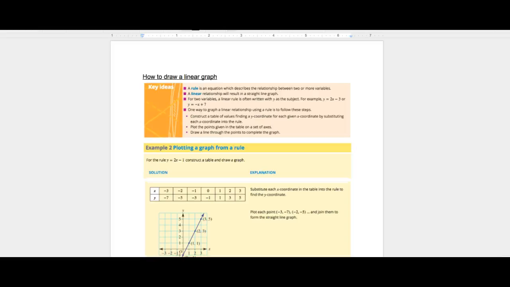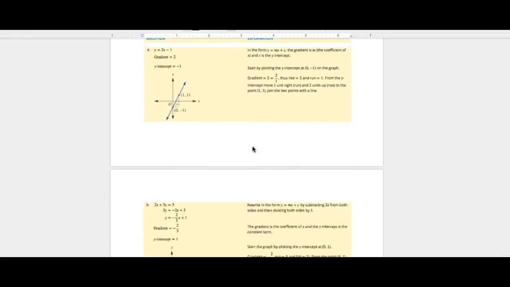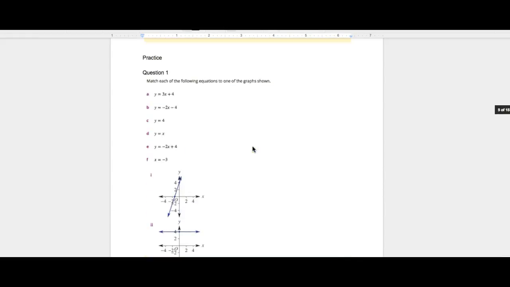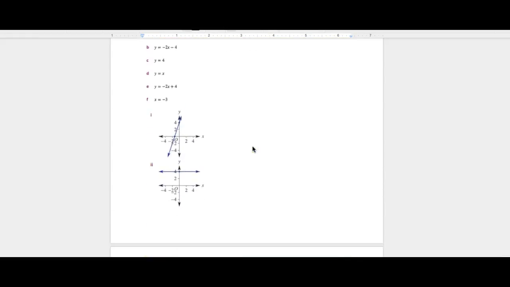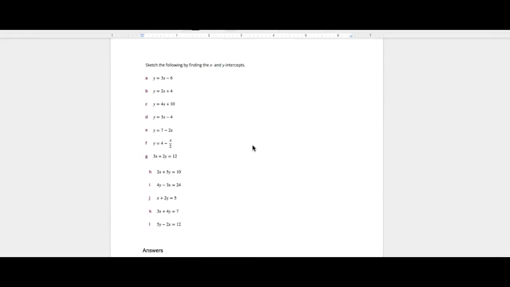Alright, in this video we're going to look at how to draw a linear graph. There are examples here that you can read through in your own time. I'm not going to actually look through any of them. I'm going to skip question 1 as well, and just skip to question 2 where you have to sketch the following graphs by finding the x and y intercepts.